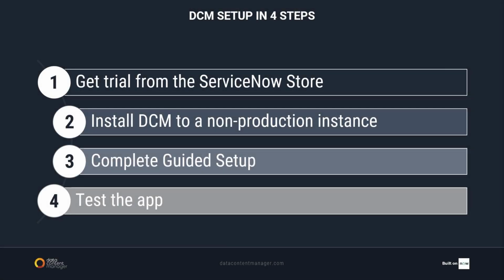The setup includes 4 steps: starting the trial from the store, installing the application to your non-production instance, completing the guided setup for trial after the initial installation is completed, and testing the app to make sure that everything works and you're ready to start the trial.